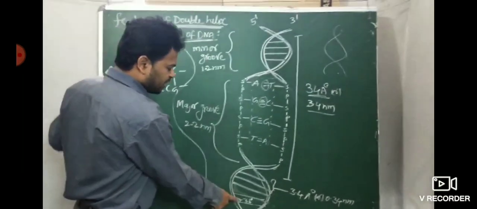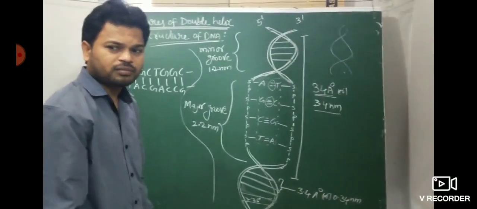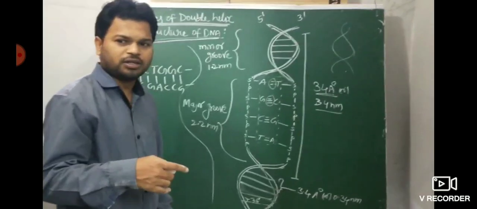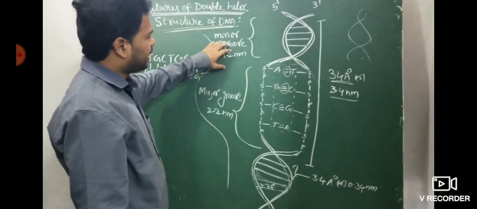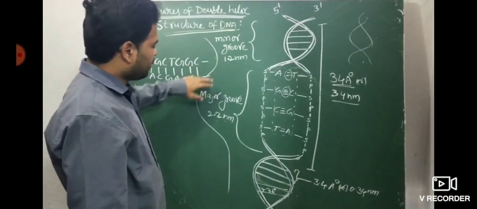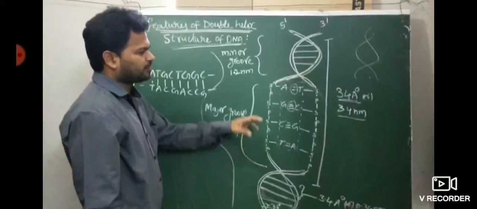The angle of the base is 36 degrees. These are the important measurements in a DNA. The minor groove is 1.2 nanometer, the major groove is 2.2 nanometers. So these are the measurements of the DNA.